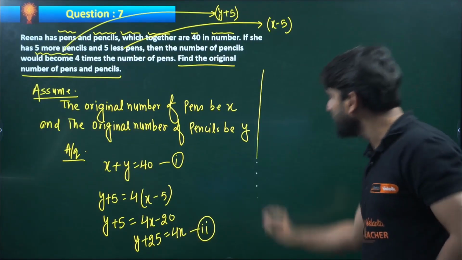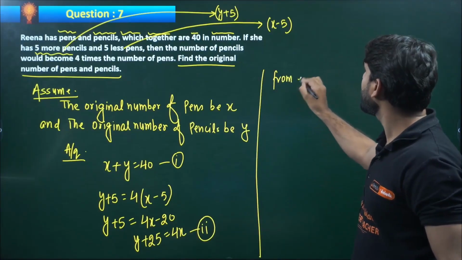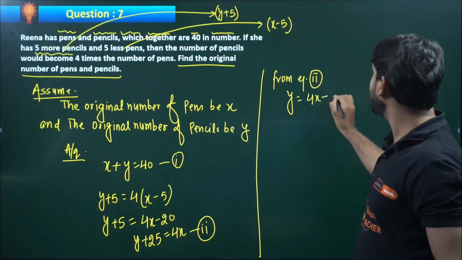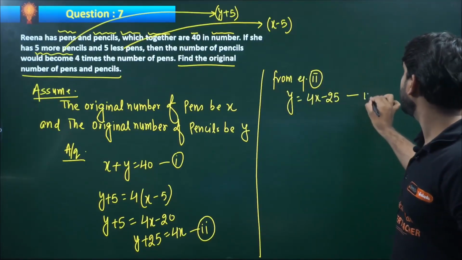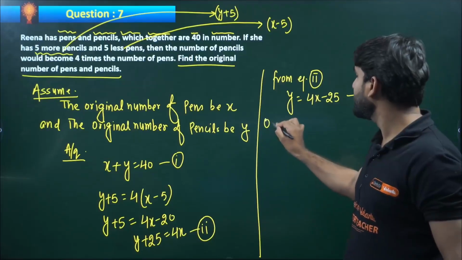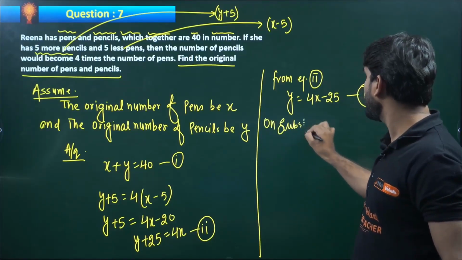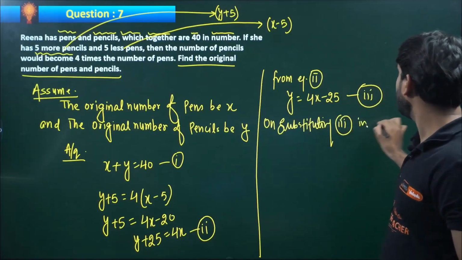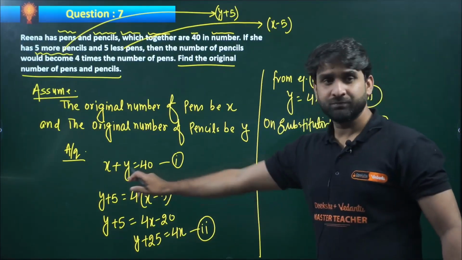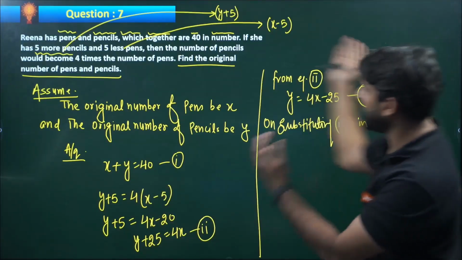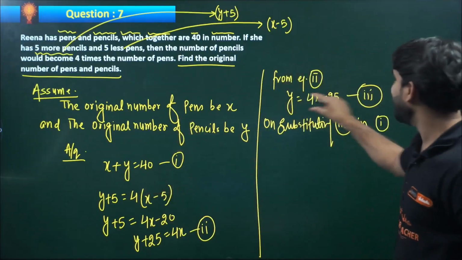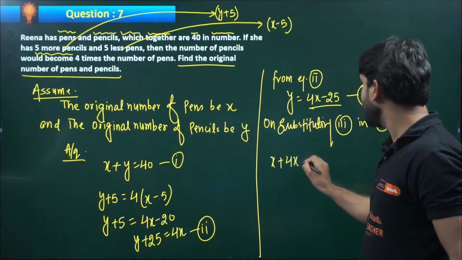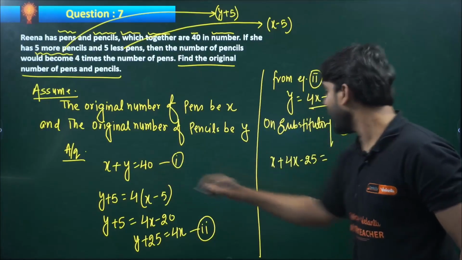So from equation number 2, we can write y is equal to 4x minus 25. And let's call this equation number 3. On substituting third in first, this is first we have. So let's substitute equation number 3 in first. So at the place of y, this entire function will come. x plus, so y will be replaced by this, 4x minus 25 is equal to 40.